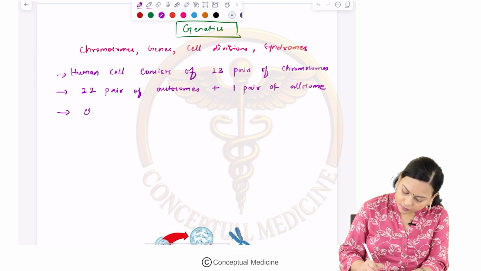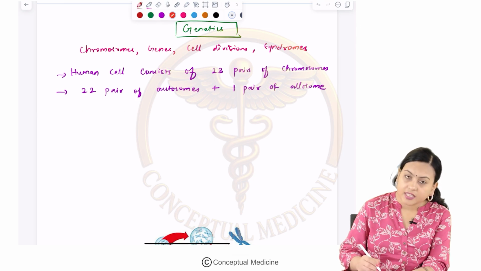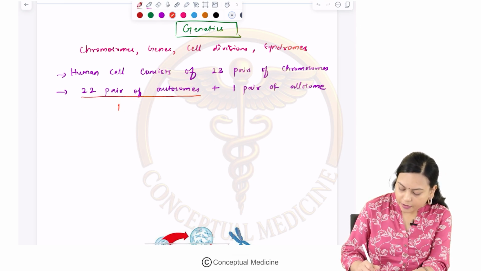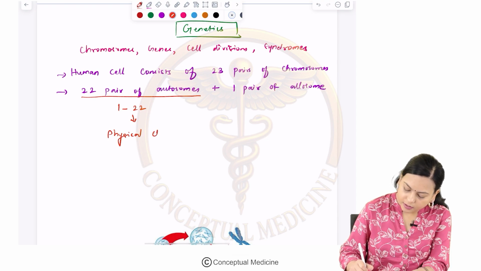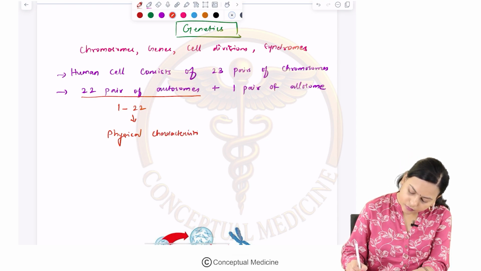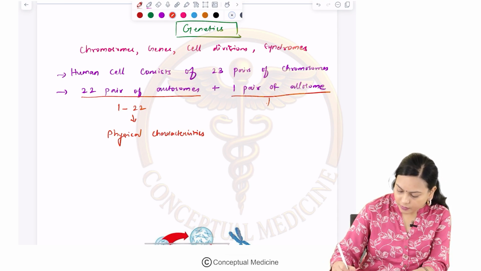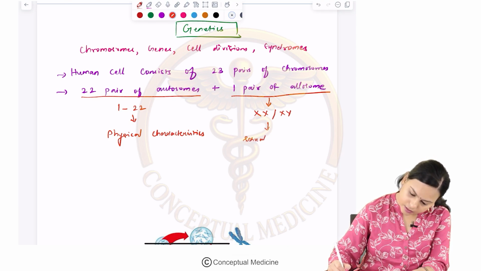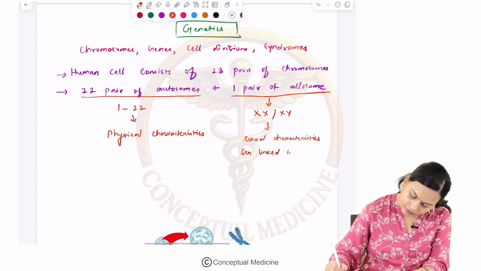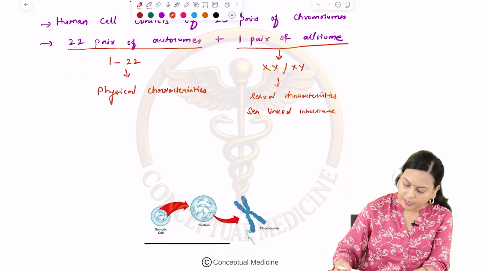Next one, if you take chromosomes, basically these 22 pairs of chromosomes, numbered from 1 to 22, code for the physical characteristics, whereas this 1 pair of allosome, which may contain XX or XY, codes for the sexual characteristics and sex-linked inheritance, okay.